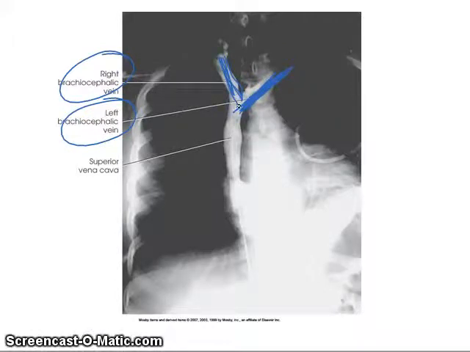So the two brachiocephalic veins merge together to form the superior vena cava. So all the blood from the head, neck, and upper extremities converges here, and then from the superior vena cava it enters the heart in the right atrium.